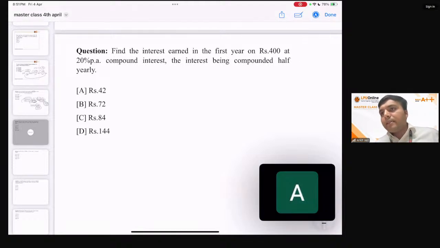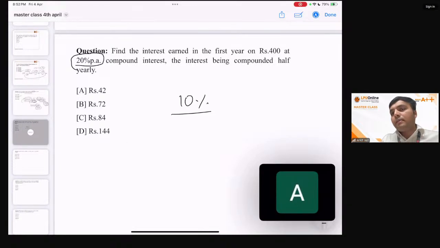See, now in this case, the compound interest is compounded half yearly. Half yearly means the person gets interest two times in a year. So this 20% is the rate of interest per year. So for half year it is 10%, and the person gets it two times.